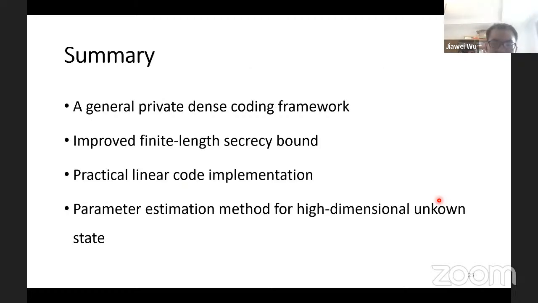So to summarize, we propose a general private dense coding framework, and we propose a modular code. In this modular code, we improve the finite-length secrecy bound, and this can be realized with a practical linear code. The parameter estimation method for a high-dimensional unknown state is also given. Thank you, this is the end of my talk.